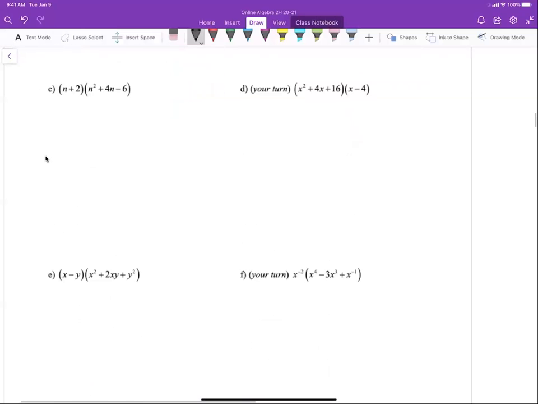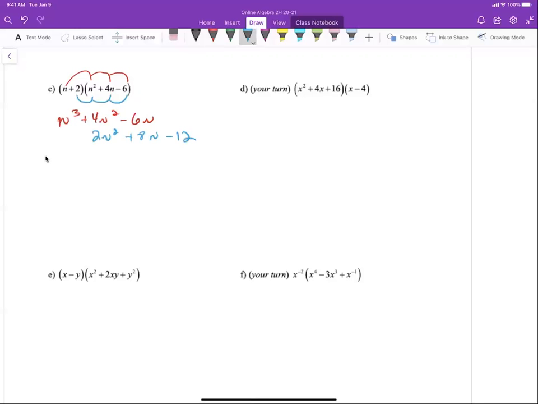Okay, C. For C, I now have two polynomials that are multiplied by each other. I have to multiply each term in the second polynomial by the n. I have to also then multiply each term in the second polynomial by the 2. If I do that, I will get n cubed plus 4n squared minus 6n. And then when I multiply through by 2, I will get 2n squared plus 8n minus 12.